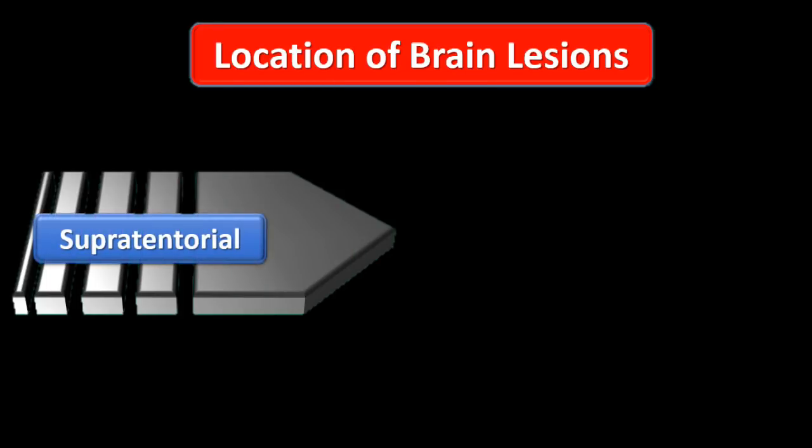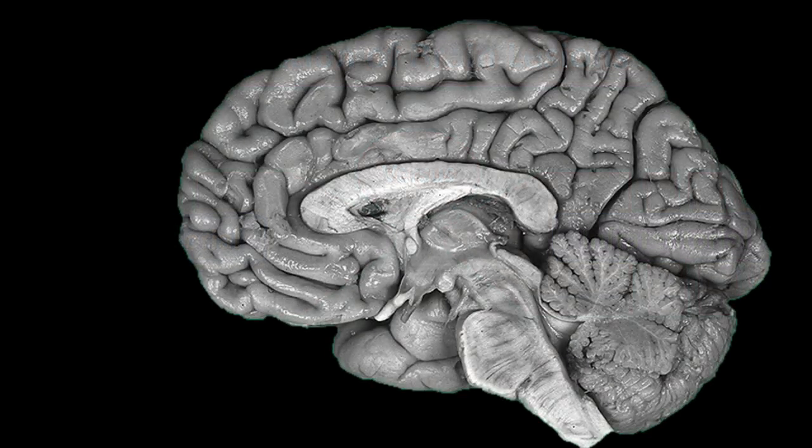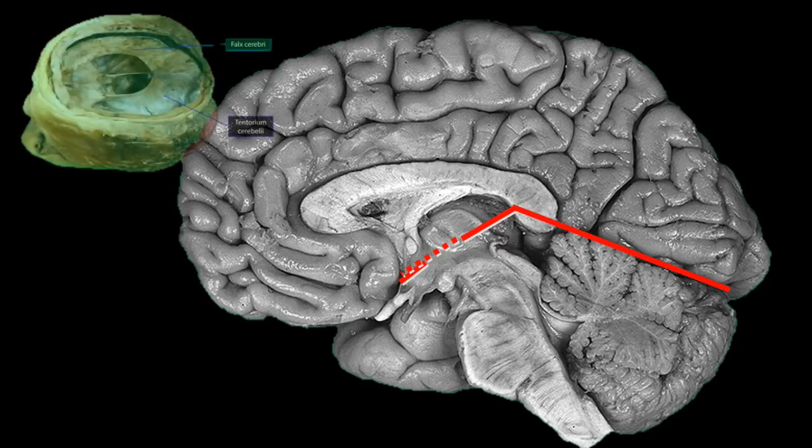When you talk about location of brain lesions, some would categorize it as either supratentorial versus infratentorial lesions. Okay? When we talk about this, we are actually referring to the tentorium cerebelli, that dura mater, which is just above the cerebellum, roofing it, and then going across the brainstem. This is the dura mater. This is the tentorium cerebelli.